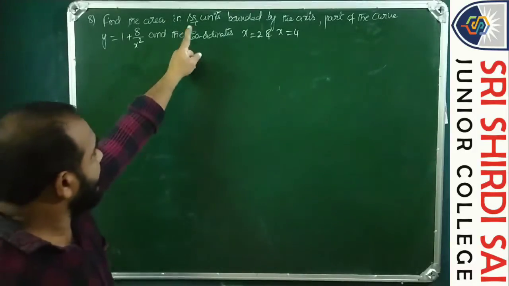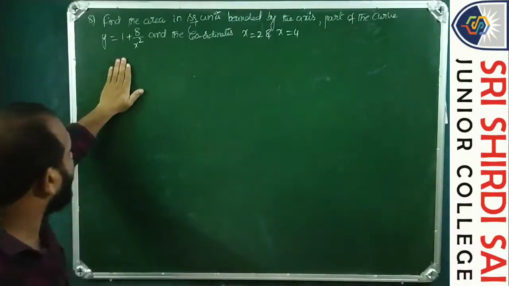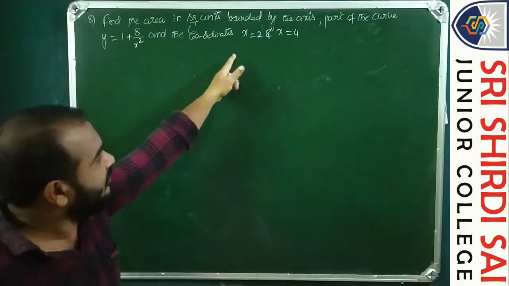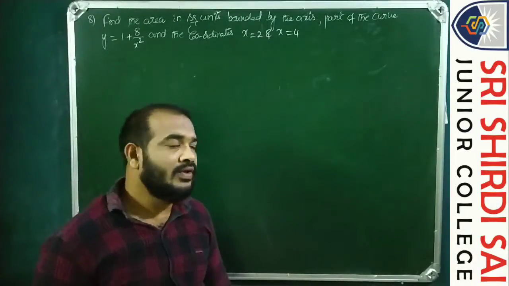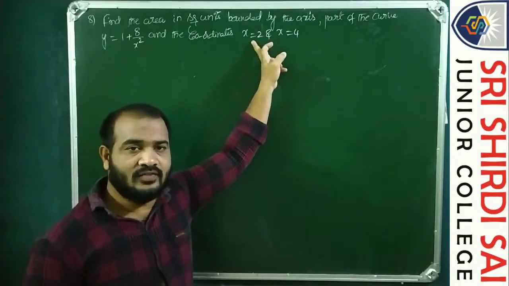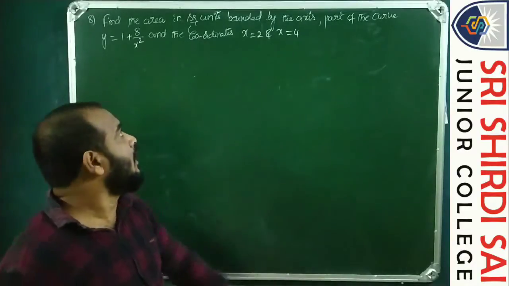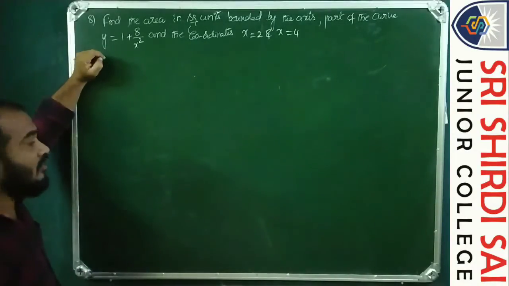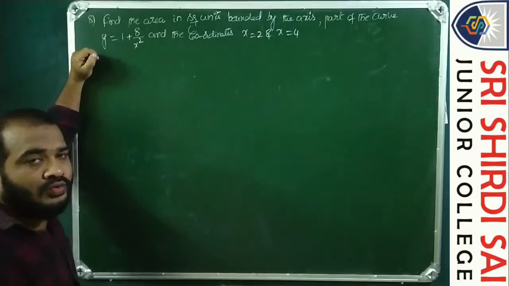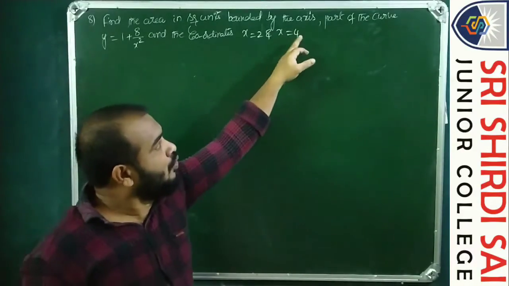Find the area in square units bounded by the x-axis, part of the curve y equals 1 plus 8 by x square, and the coordinates x equals 2 and x equals 4. x equals 2 is a line parallel to the y-axis, a vertical line. So is the case with x equals 4 also. But this is an unknown curve whose behavior we don't know. So that's why 2, 4.